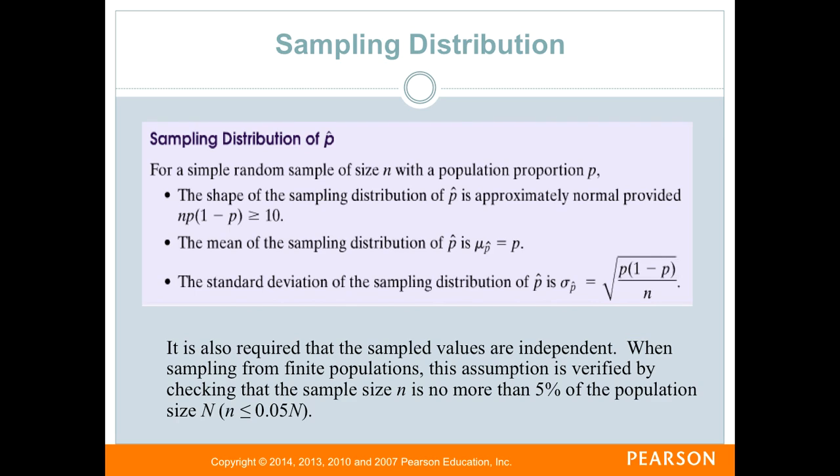So when you're dealing with large populations, sample size doesn't matter quite so much. You can still have quite a large sample, but if you're talking about a small population, like if you're only interested in Math 200 students at Ivy Tech, it might be a small population. You need to make sure that your sample size is no more than 5% of the population size.